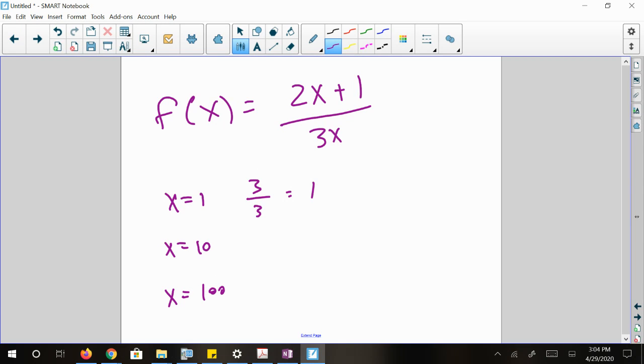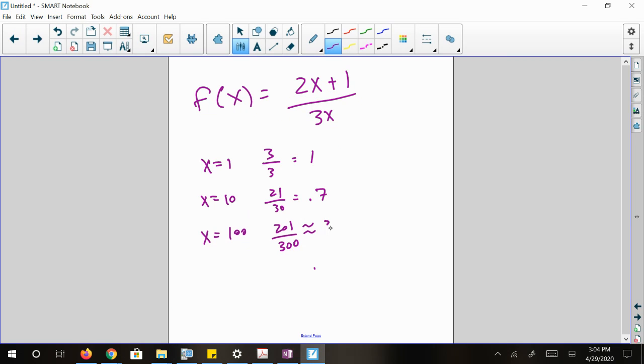Okay. If I plug in 100, what I get here is 200 plus 1, which is 201, divided by 300. Okay. This is close to 2/3. Okay. Because 200 divided by 300 would be really close to 2/3. If I plugged in 1,000 here, I would get 2001 divided by 3,000.